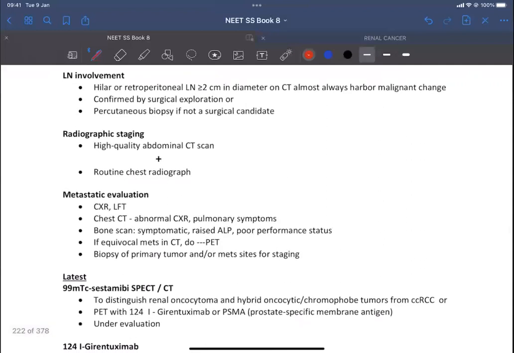Lymph node involvement: you can sometimes have visible lymph node involvement. Anything greater than or equal to 2 centimeters is almost always malignant change, but it doesn't necessarily mean that those less than 2 centimeters will all be normal. The protocol now is that if there are any obvious lymph nodes, then we excise them. If there are none, there is no role for lymphadenectomy.